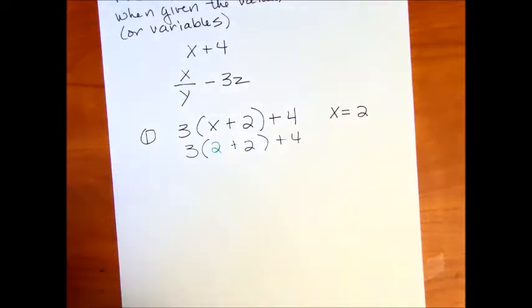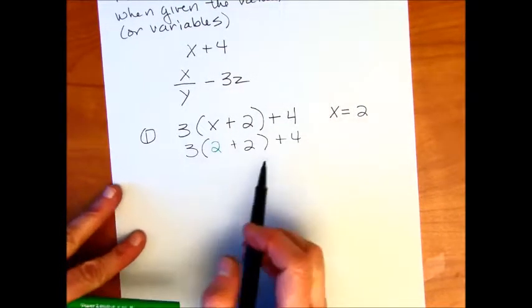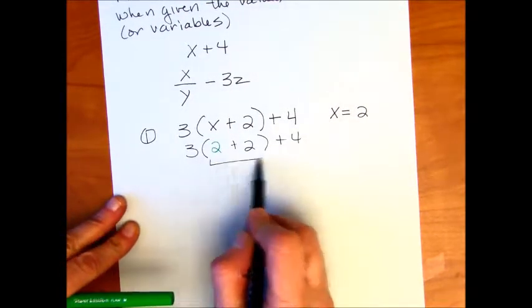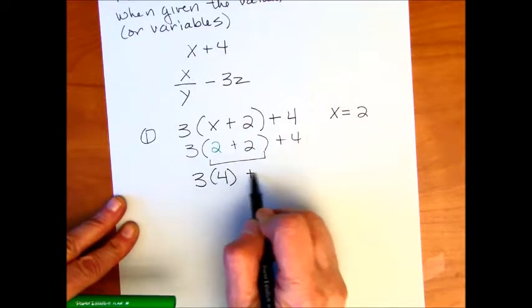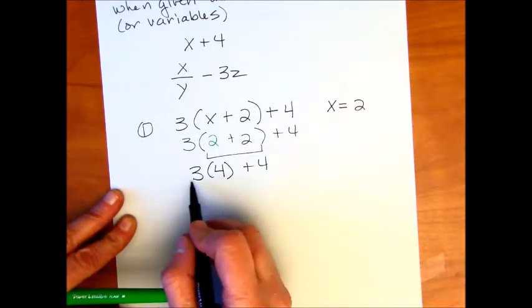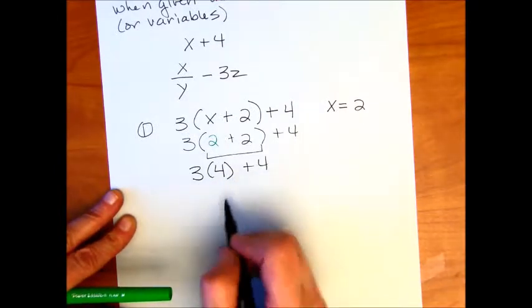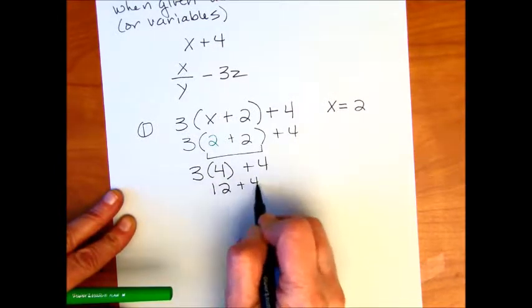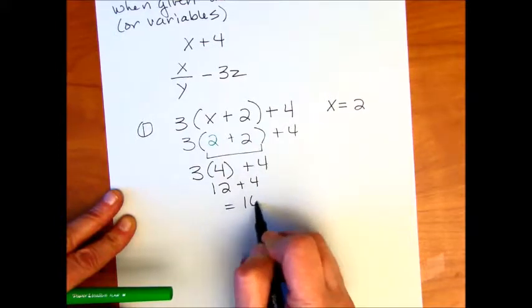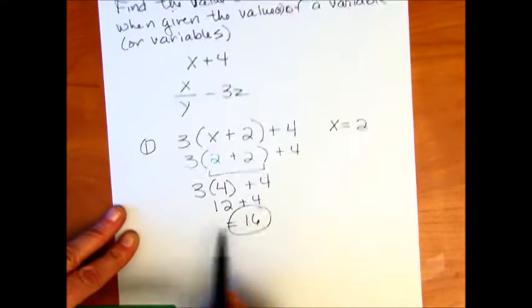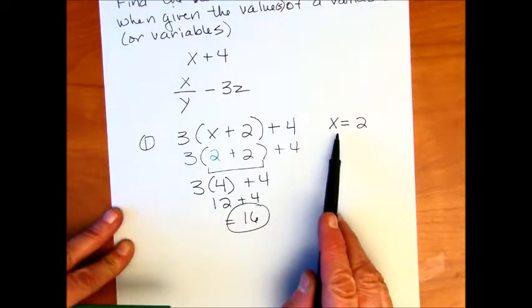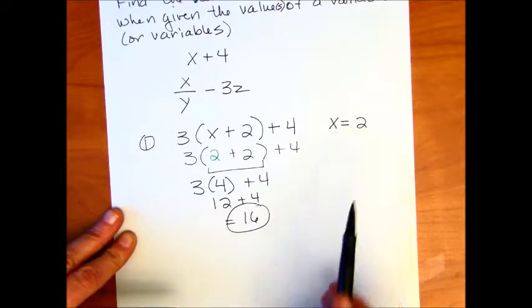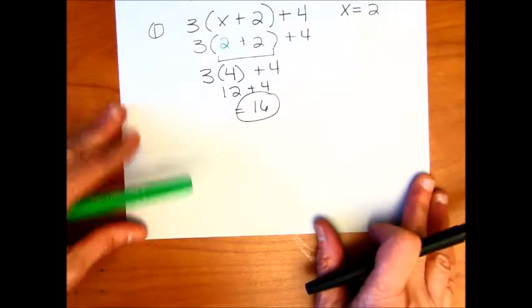Now we're just going to follow order of operations and figure out the value of this expression. Remember, we're going to do parentheses first. So we've got 4 plus 4, so 3 times 4 is going to happen before we add. So 12 plus 4 equals 16. We just evaluated this expression by substituting in the value of x. Let's go ahead and do another one.